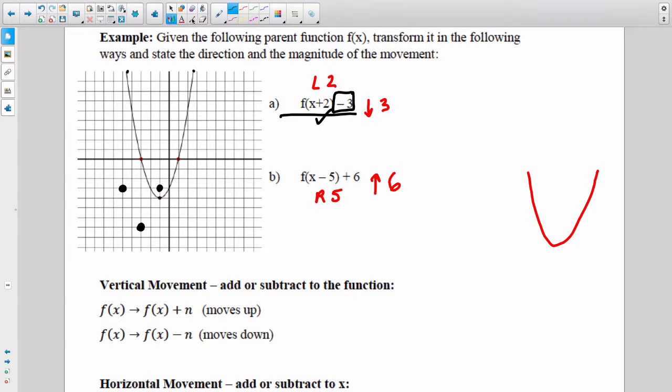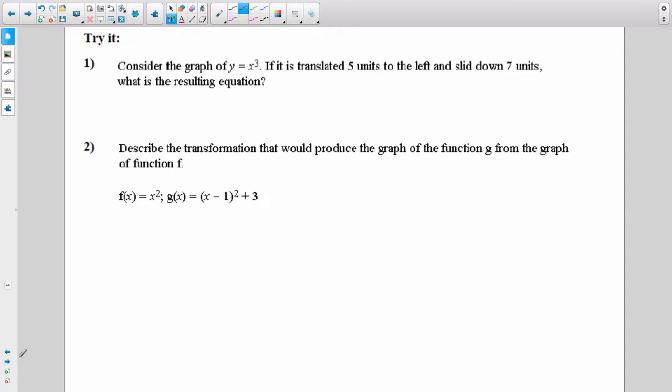Okay, now what do we have? A new parabola that looks just like the old one, except it appears that it has gone to the left 2 units and down 3 units. It's as simple as that. Now I think you can imagine what would happen to this one. So let's not waste our time going over that. Let's move on to the next slide.